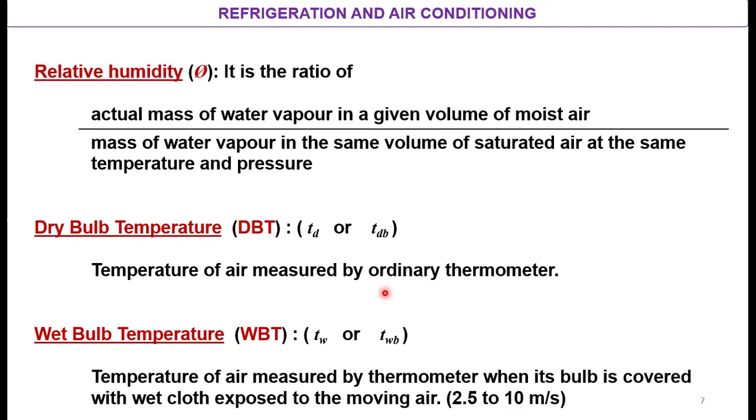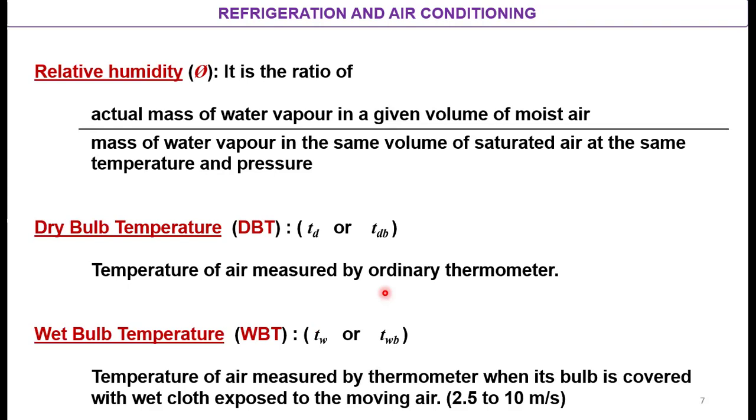Then relative humidity. That is represented as phi, the symbol used to represent relative humidity. And this relative humidity is normally expressed in percentage. Percentage relative humidity. So what is it?